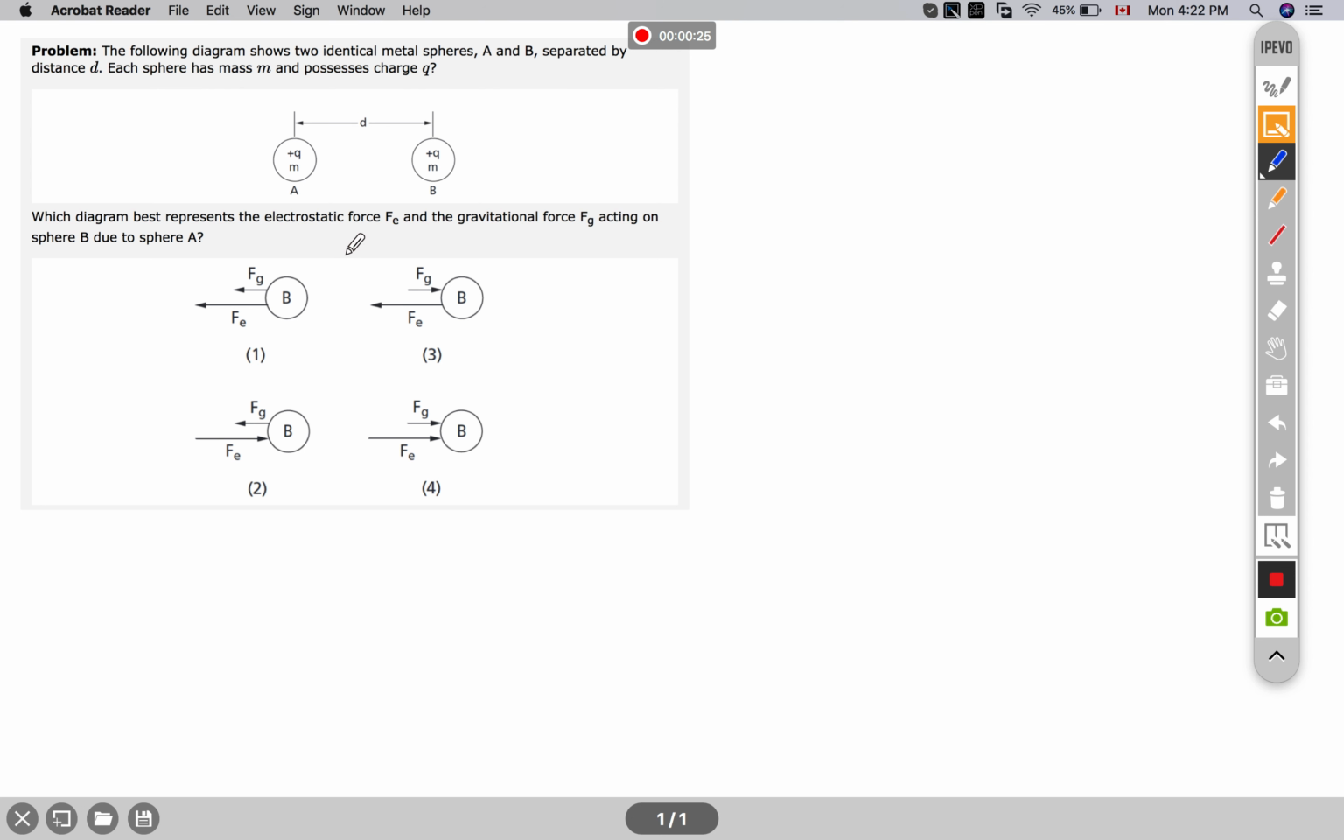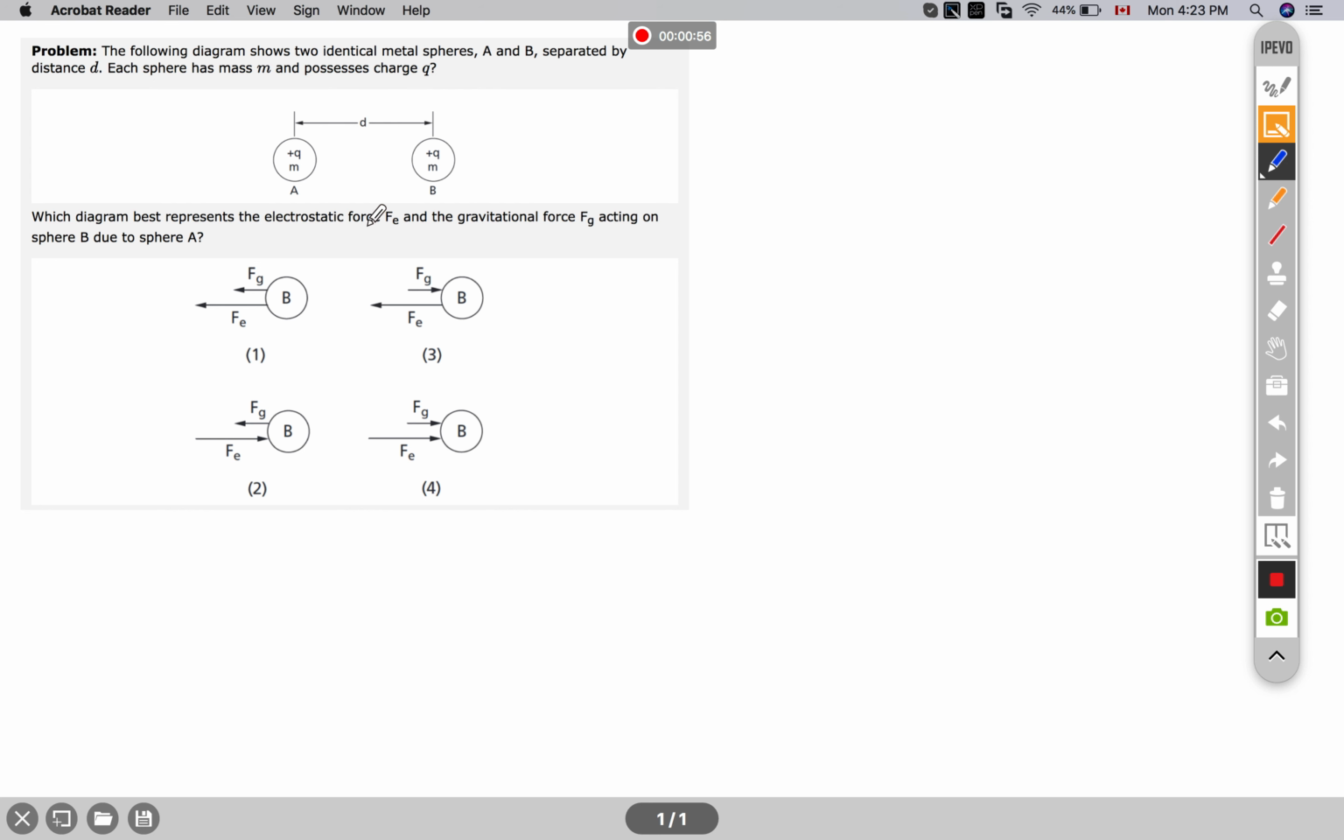So the first thing that we need to keep in mind before we answer this question is the difference between electrostatic and gravitational forces. For gravitational forces, two masses always attract each other. We don't have any repulsive gravitational force. However, for electrostatic forces, we have attractive and repulsive forces.